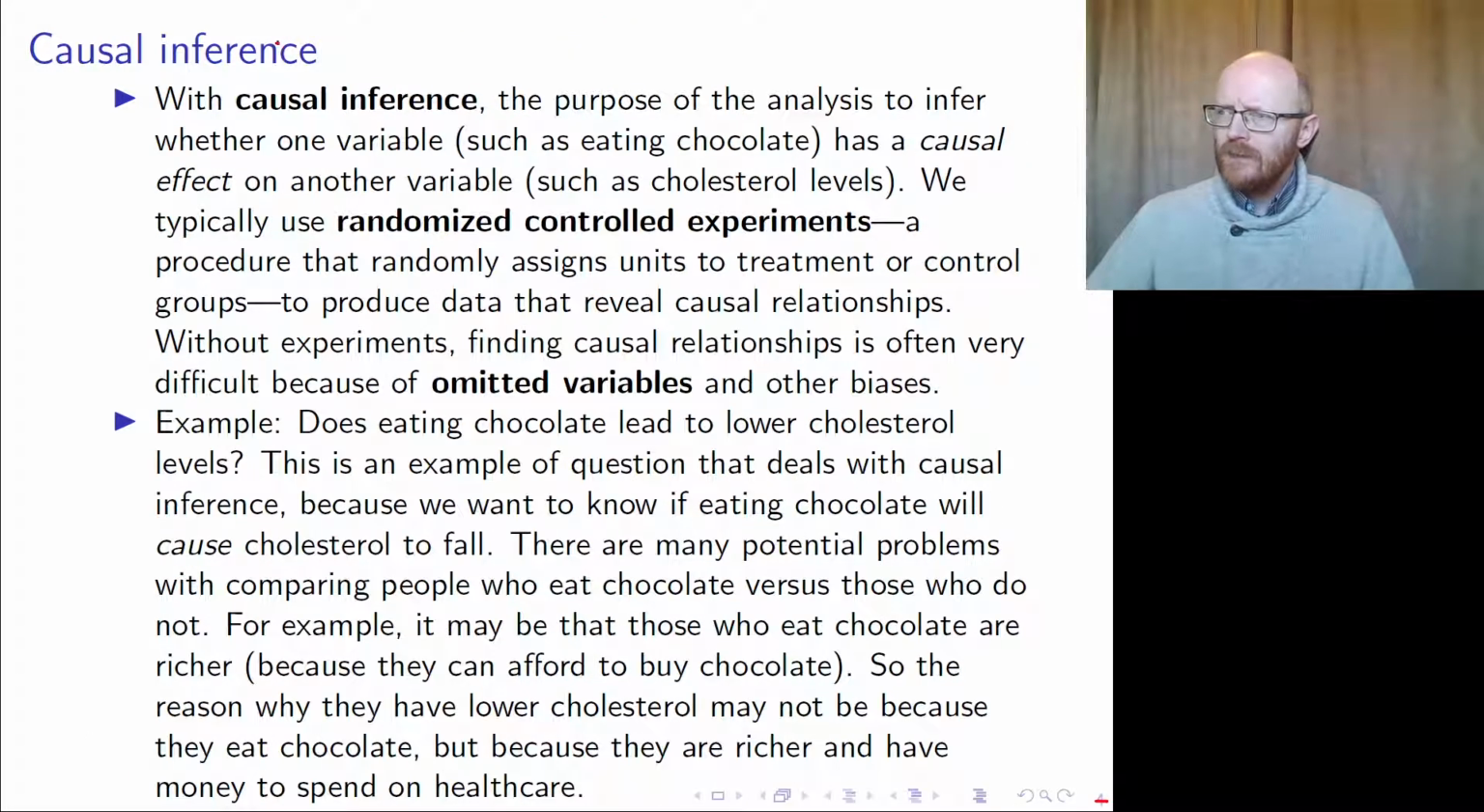So what about causal inference? Causal inference is a bit different, okay? Because now you're not interested in how well the model is predicting something. You're interested in what is predicting the y variable, okay? What is a partial cause of the variation in the y variable, okay?